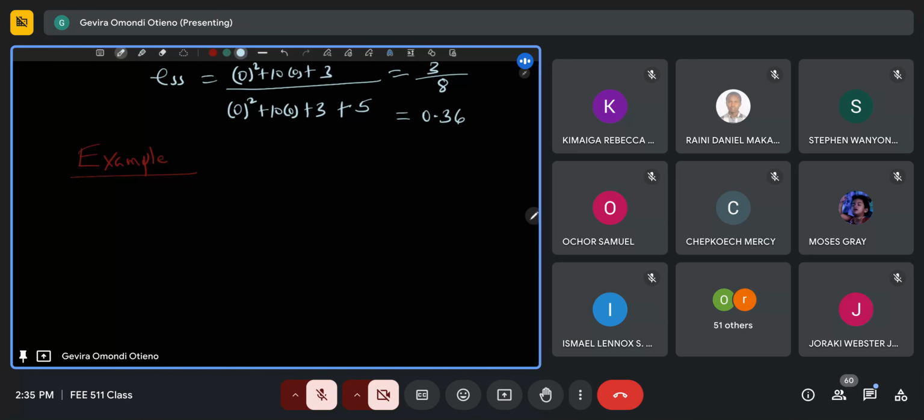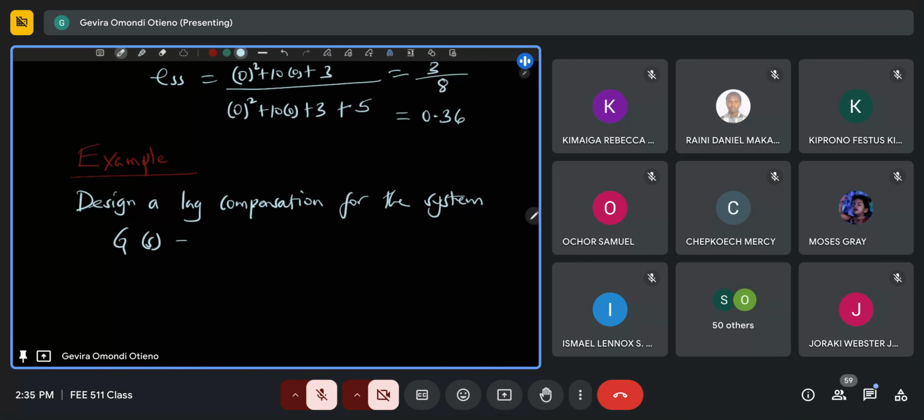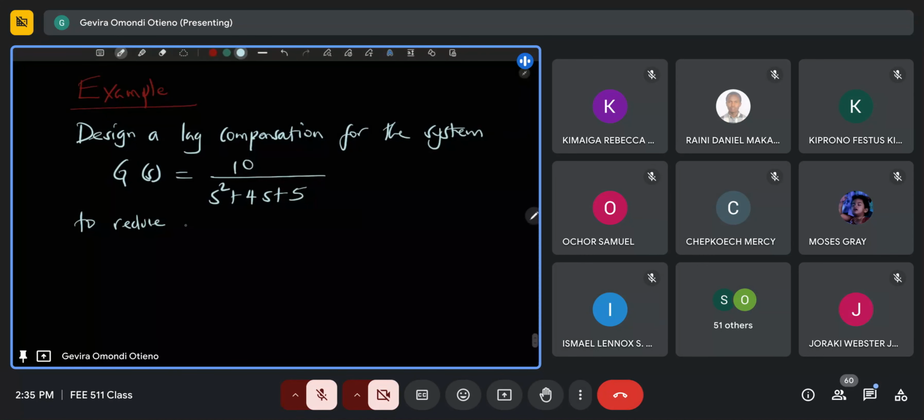So question, typical, again, this was in your exams, I think 2 years ago. It says, design a lag compensator for the system G of S equals 10 over s squared plus 4s plus 5, to reduce the steady state error to 0.1. Okay, that's very critical.